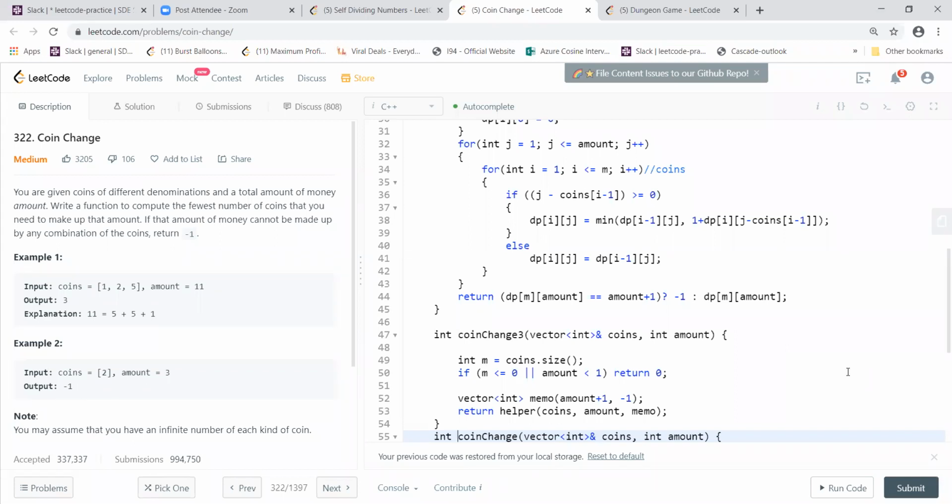But for 0/1 knapsack, we know that there are two variables. If we pick a value, then our inputs change. But here in this case only the amount is changing, so that's why we are taking only a one-dimensional array to keep our state. Oh yeah, okay, thank you.